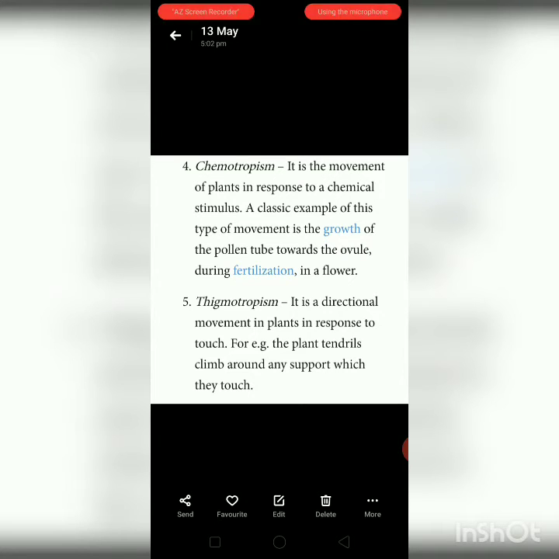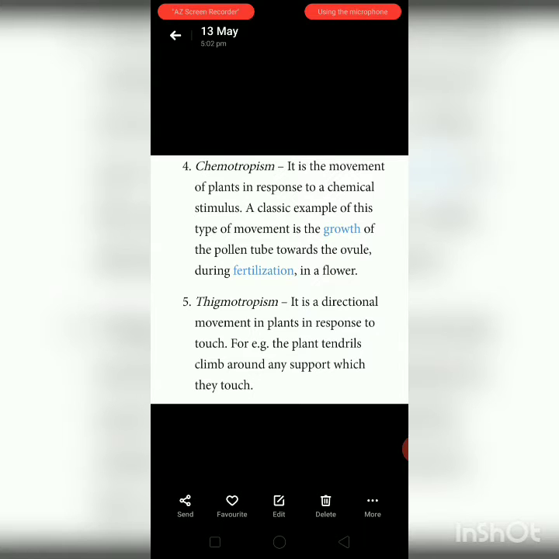The example given is the movement of a pollen tube. The pollen tube is a sex organ of a plant's flower, and it moves towards the ovule, which is also a sex organ of the plant. In the ovule some chemicals are there, and the pollen tubes move towards the ovule to touch those chemicals. This happens in the process of fertilization in a flower. That is called chemotropism.